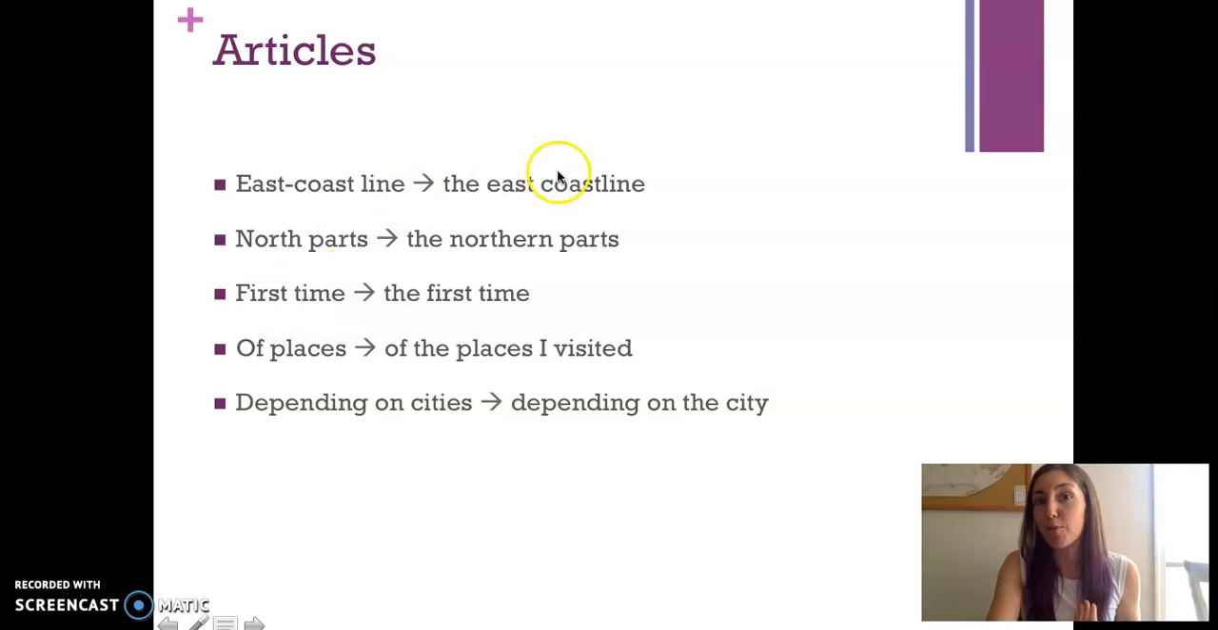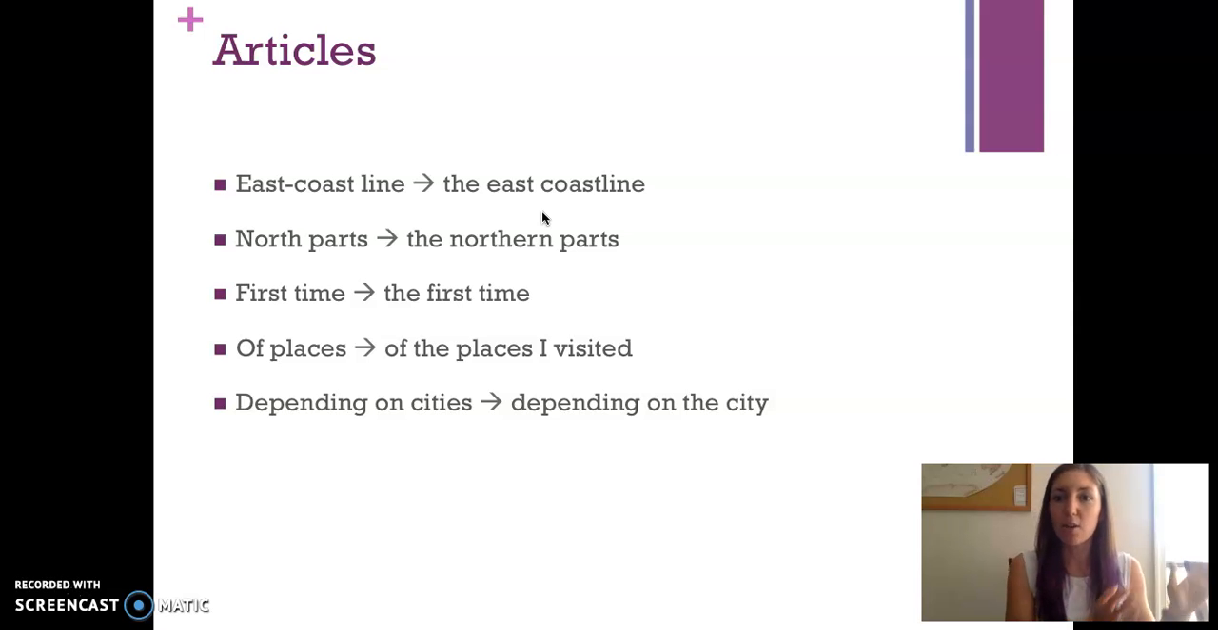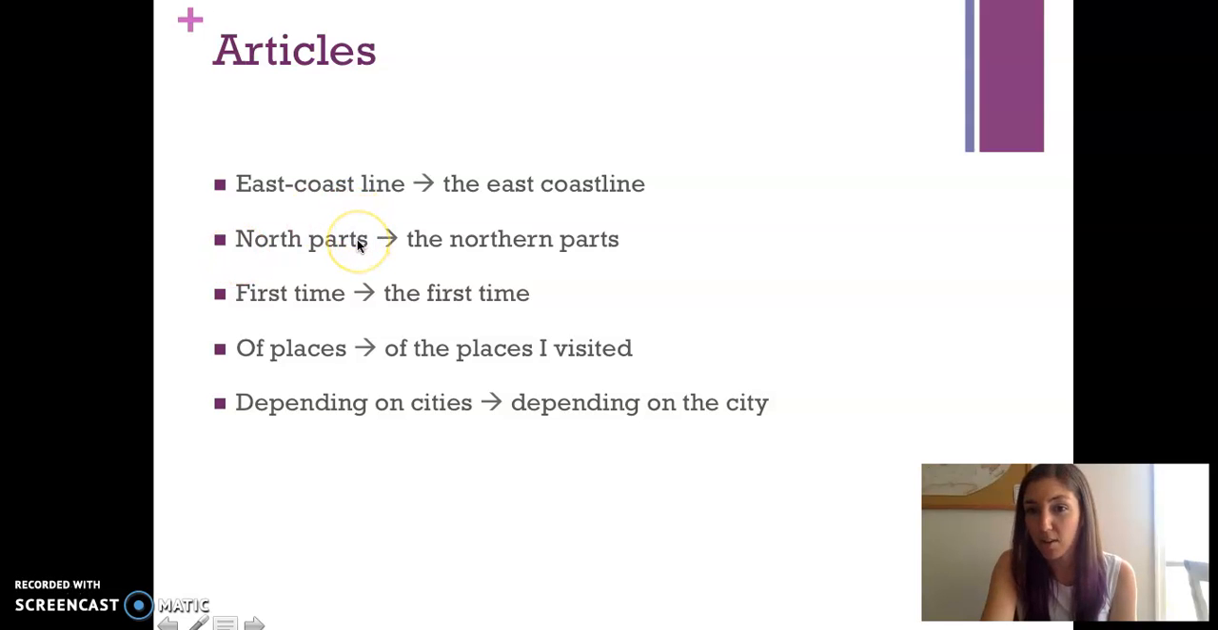And we don't need capital for that, and we're going to separate it because in this case it's not a proper noun, it's just you're describing the East Coastline near Maine and the other places that you visited. North parts, again, you're talking about north parts of your trip, so it would be the, and then in this case the word north describes the parts of your trip, so we want to make it an adjective instead of a noun, so the northern parts.